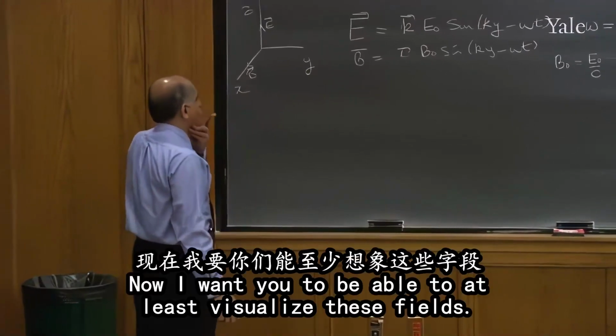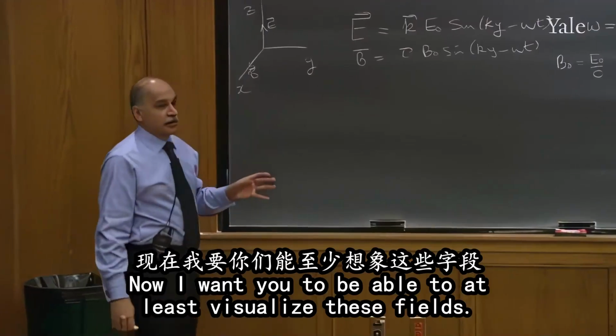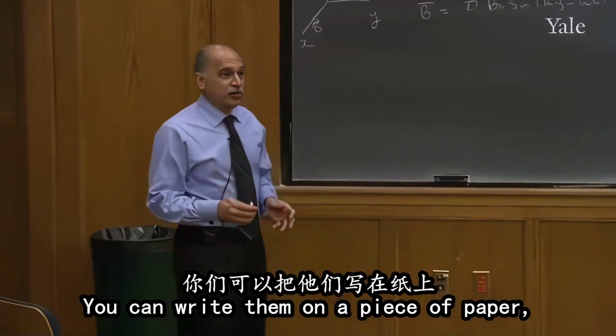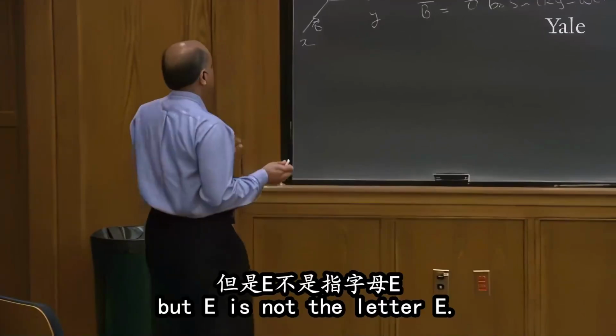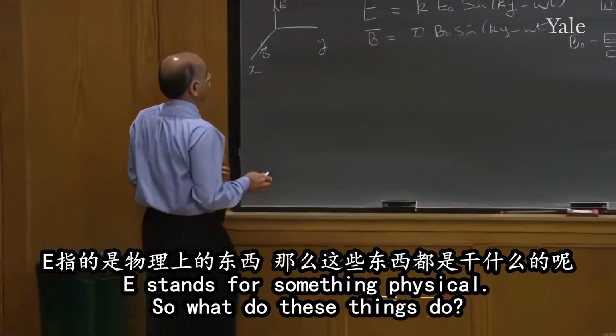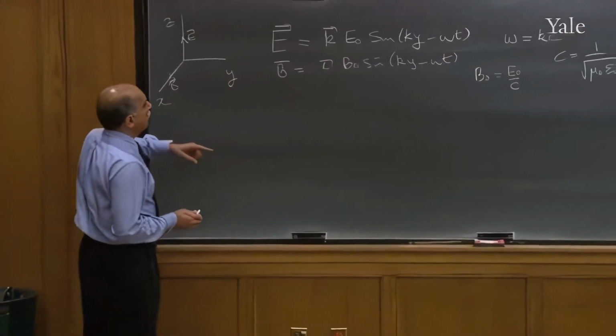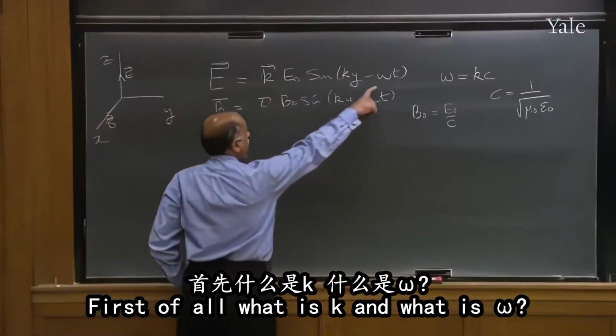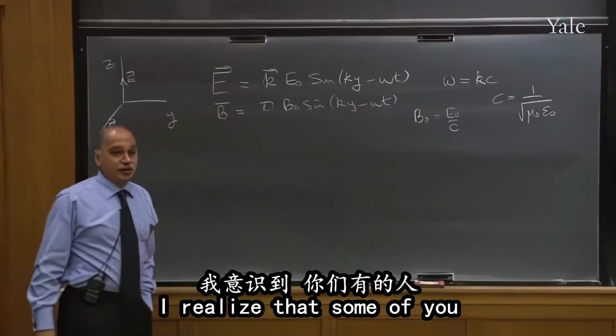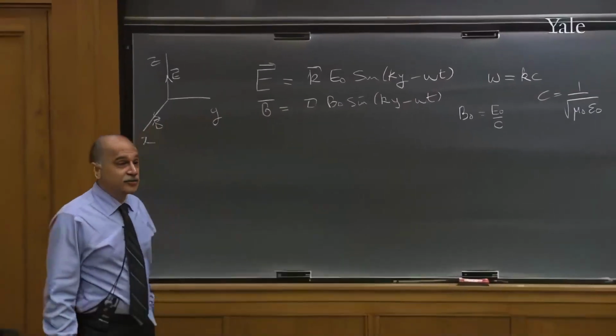Now, I want you to be able to at least visualize these fields. You can write them on a piece of paper, but E is not the letter E. E stands for something physical. So what do these things do? First of all, what is k and what is omega? I realize that some of you are not familiar with what k and omega mean.